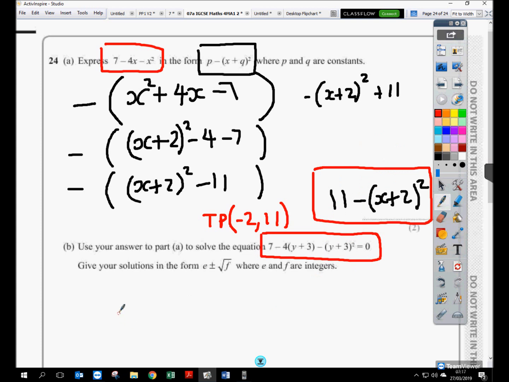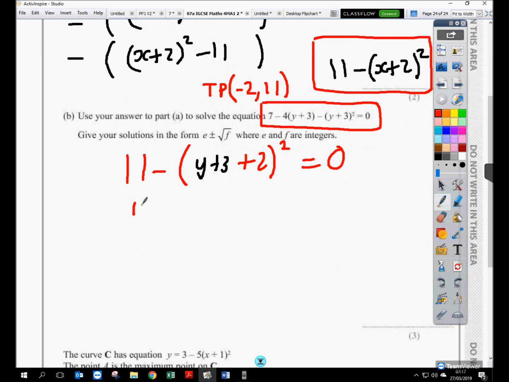I'm going to use my answer to part A, but as well as that, I'm going to replace the x with y plus 3. So I'm going to rewrite it as 11 minus, and then replace the x with y plus 3. Copy down the rest of it. It's 2 squared. It also equals 0. So when we simplify this, we end up with 11 minus y plus 5 squared equals 0.